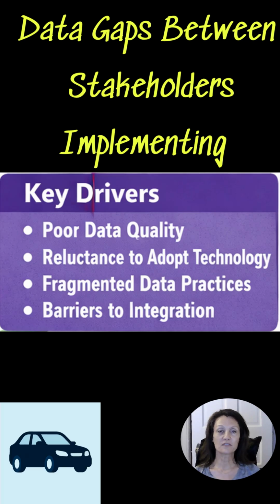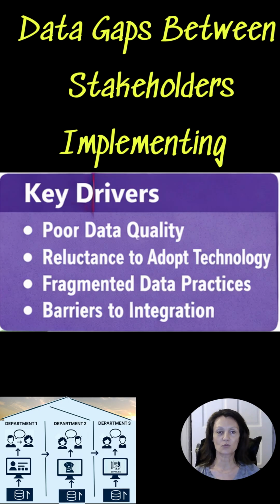Another key driver of this data gap is different practices across offices and directorates. These different practices create a scattering of information across systems and departments. Some organizations may have different data, or inaccurate, incomplete, or inconsistent information is being used to make decisions.